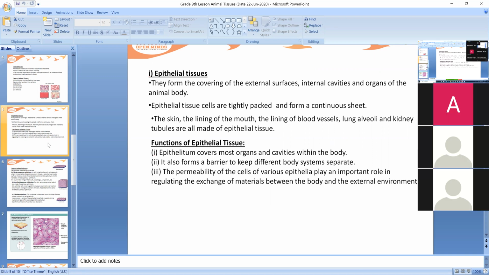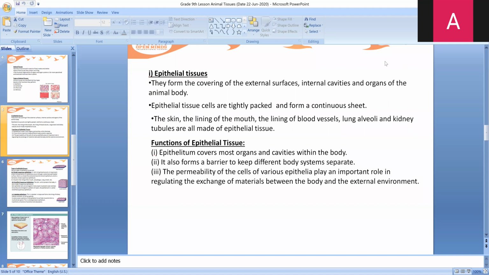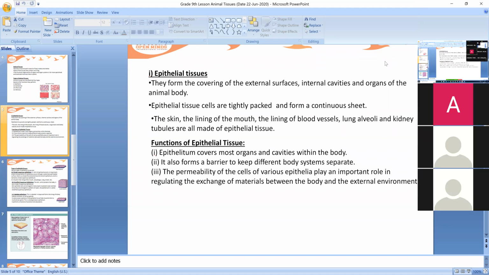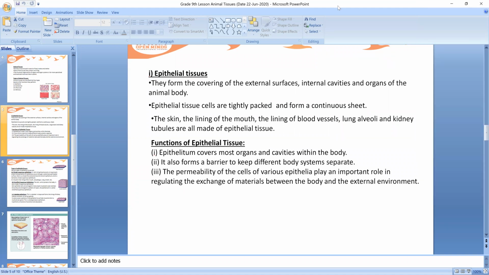Yes, Abhinaya? You can unmute yourself. Abhinaya, are you there? Ma'am, yes, ma'am. Yes, can anyone tell me? Ma'am, can you repeat the question, ma'am? Where is this epithelial tissue found? The skin, the lining of mouth, and kidney tubules, blood vessels. Yes.